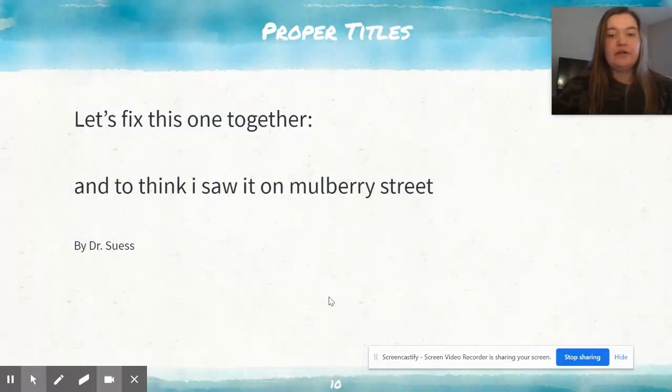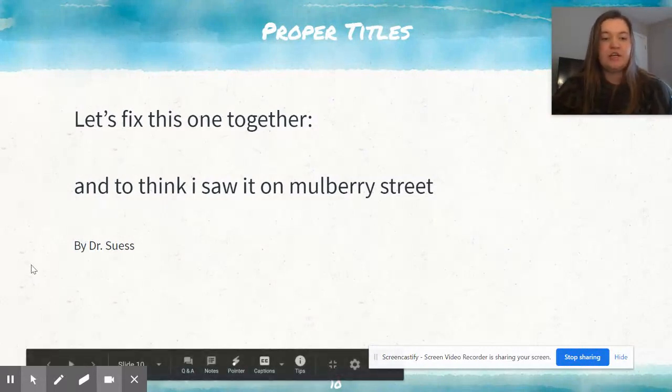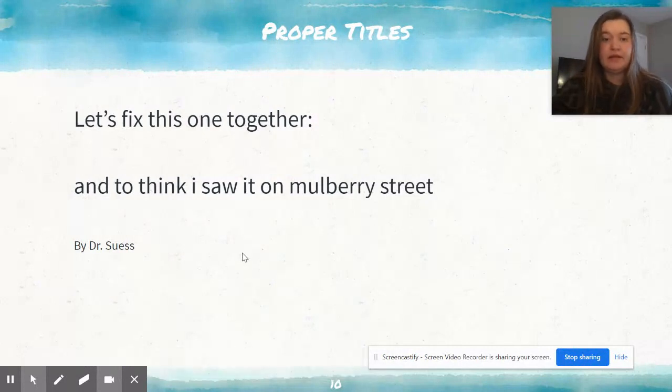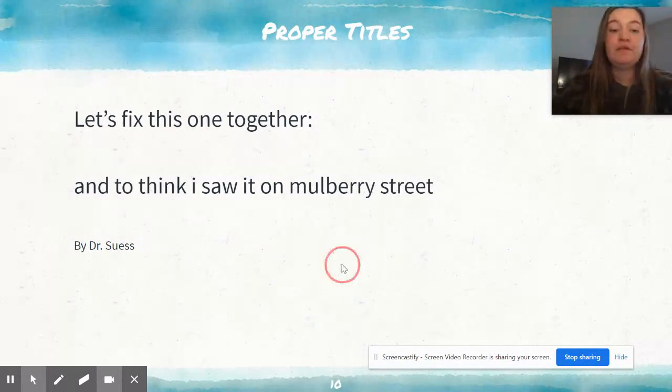Okay, so if we were to fix this one together, okay, and to think I saw it on Mulberry Street, okay, let's just start with what we know. The first and last words always going to be capitalized, okay. Think, that's a verb, that'll be capitalized. I is a pronoun, capitalized. Saw is a verb, capitalized. It is a pronoun, that's capitalized. However, the word on is just a connection word. Okay. Mulberry Street is the name of a street, so that's a proper noun, so that will be capitalized.